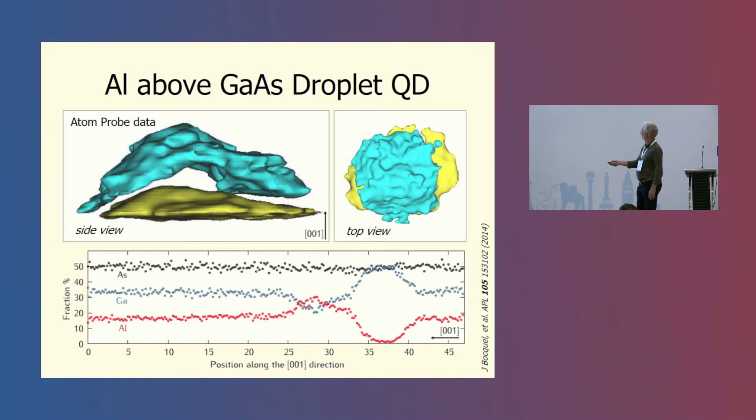You also can look at the profiles that we can take right through the center. We can look at the arsenic counts, that's 50%. Well, that should be the case. Then gallium goes to 50%, so inside the dot, indeed, we have pure gallium arsenide. And above the dot itself, we see that the gallium concentration drops and the aluminium concentration increases. So here we have the aluminium-rich area that is shown by this blue cloud.